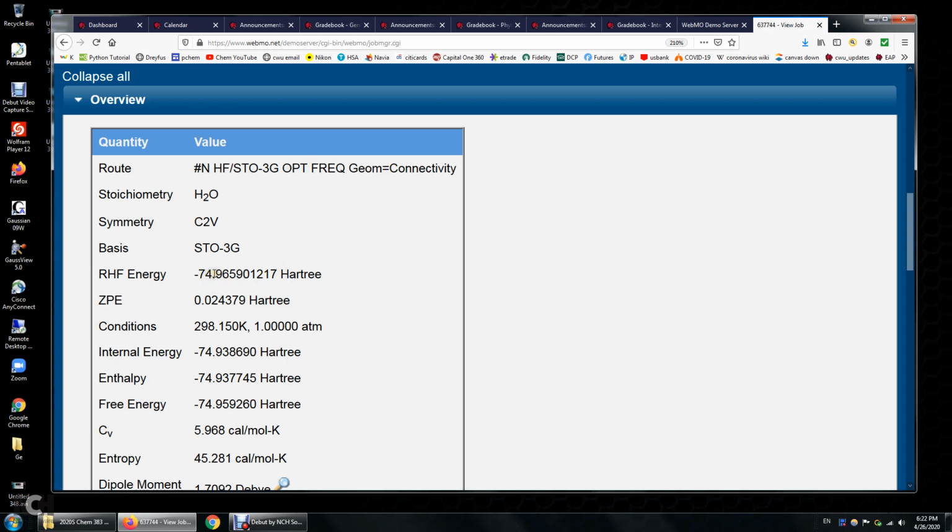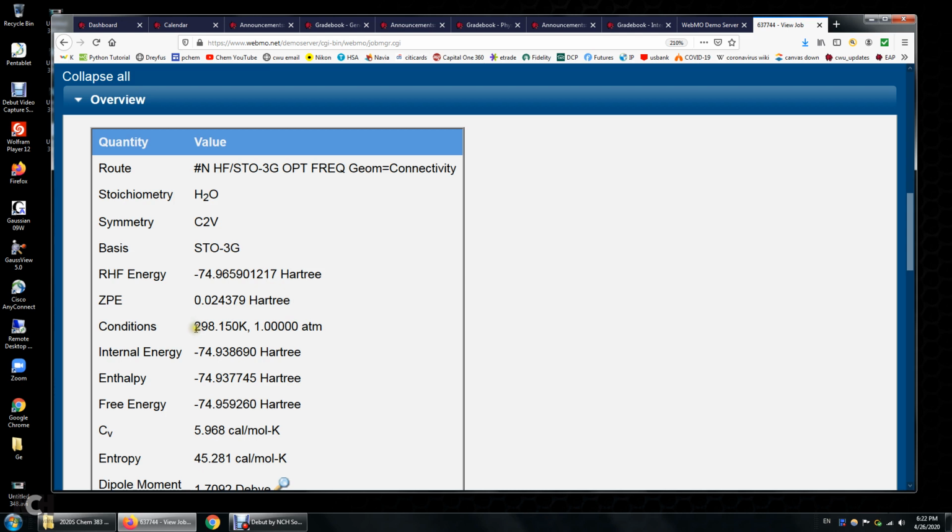Negative 74.9659 Hartree. 1 Hartree is 2625.5 kilojoule per mole. We have the zero point vibration energy here. This ZPE stands for zero point energy, but really it's zero point vibrational energy, because zero point rotation energy is zero. The zero point translational energy is negligible. So over here, this is the zero point vibrational energy.